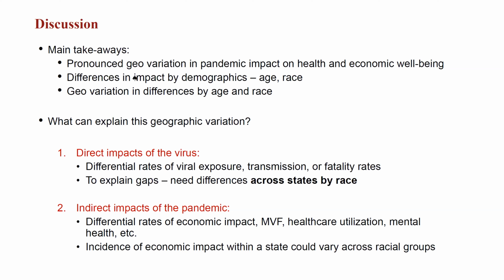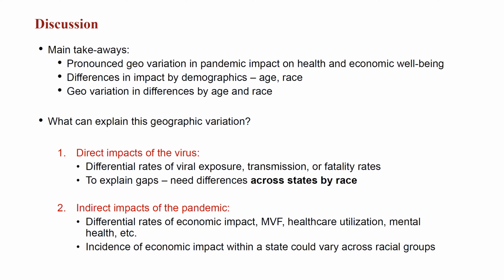So I think our main takeaways here are that we observe pronounced geographic variation in the pandemic's impact on health and economic well-being at the national level. That is not surprising. We observe large differences in the impact by demographics, by age and race in particular. I haven't shown you the results for age given time, but by race there are large differences. And then we also observe geographic variation in these differences. So across states, the gaps in excess mortality by different races vary a lot.